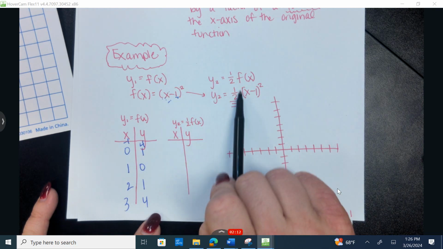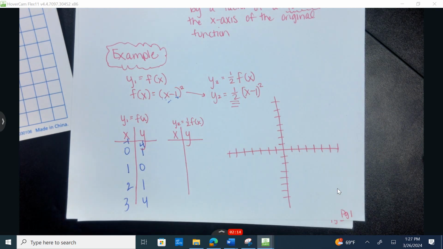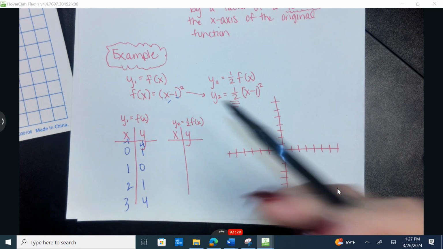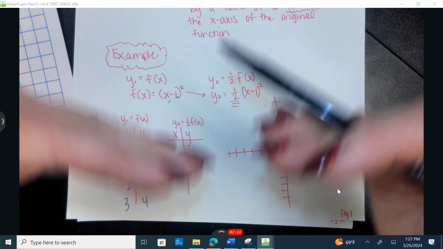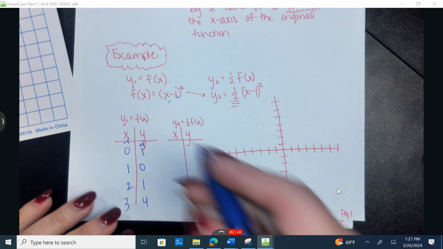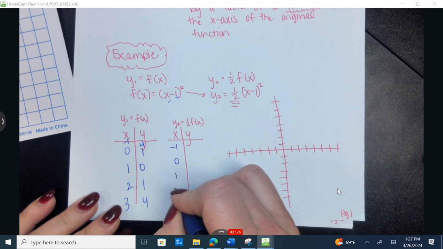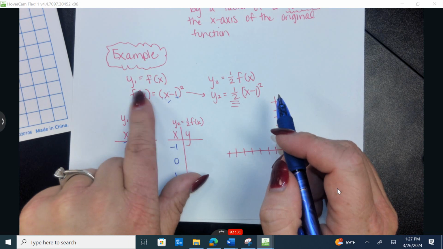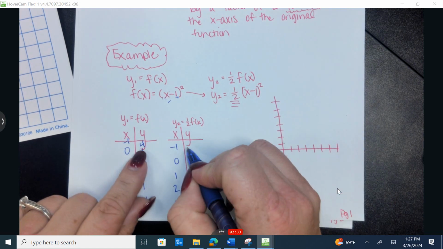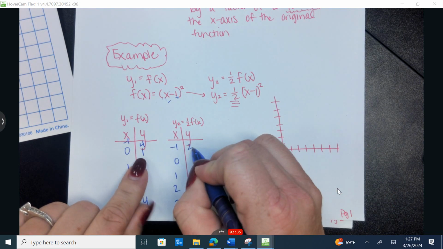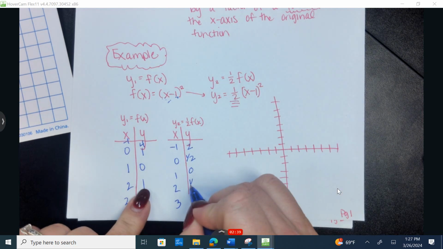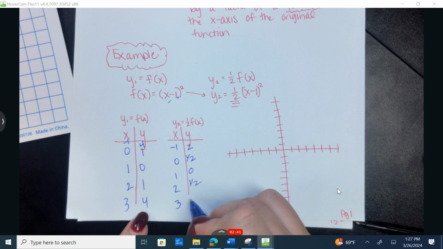Now, what happens when we put a value out front of this function that is between 0 and 1? This is an example of vertically compressing it. We're going to take the same x values, but our y values are going to become closer and closer to the x-axis. I'm going to write down the exact same x values, and now we take the original output of our function times 1/2. So half of 4 is 2, half of 1 is 1/2, half of 0 is 0, half of 1 is 1/2, and half of 4 is 2.